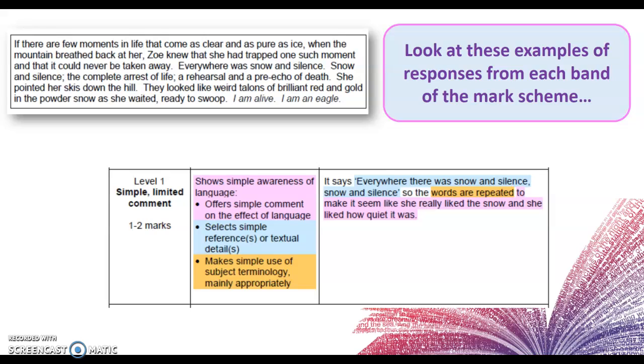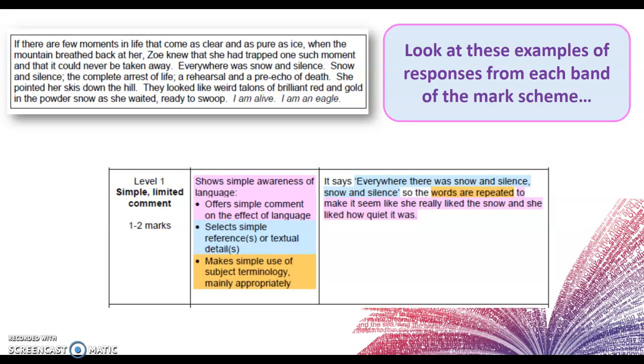So if you have a little look at the example, it says, "Everywhere there was snow and silence, snow and silence. So the words are repeated to make it seem like she really liked the snow and she liked how quiet it was." So the reason that gets a mark of 1 to 2 is that it's got a quotation in there and it's a relevant quotation. The terminology that's used is repeated. So the fact that there's repetition, the candidate has identified that accurately.